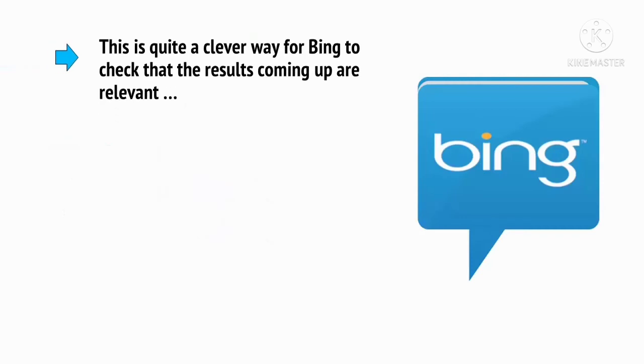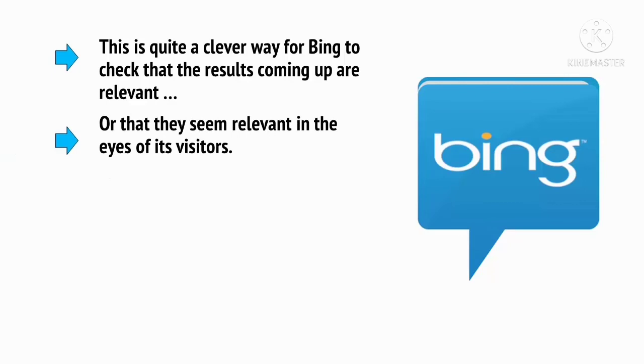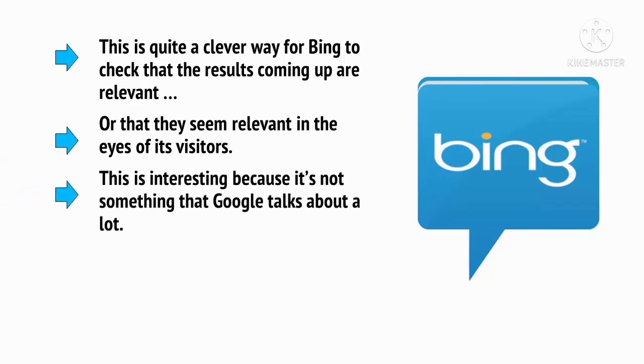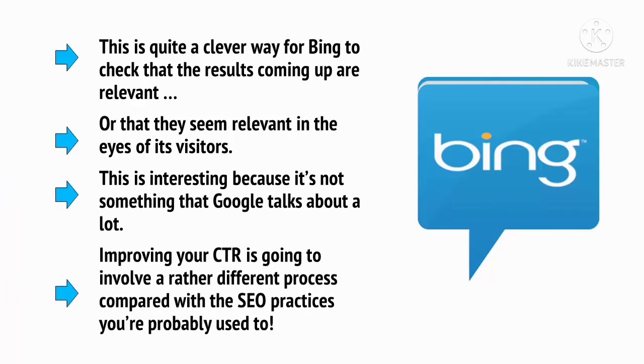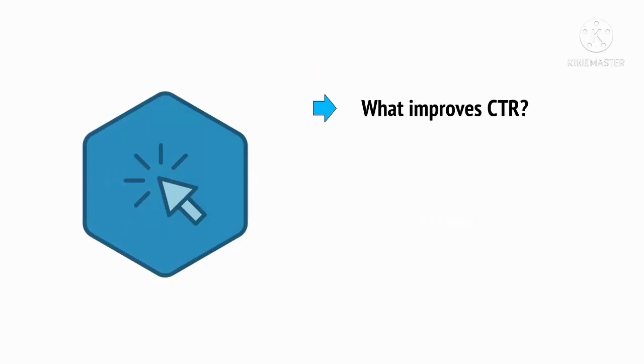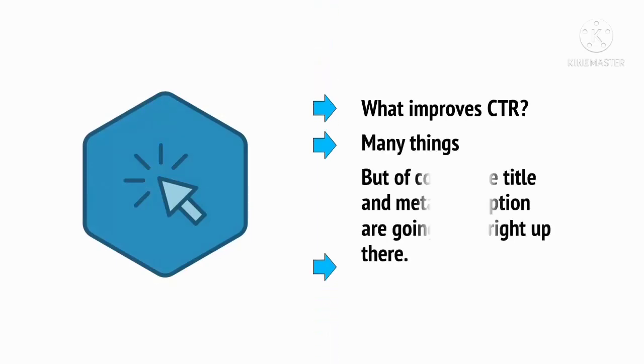This is quite a clever way for Bing to check that the results coming up are relevant, or that they seem relevant in the eyes of visitors. This is interesting because it's not something that Google talks a lot about. And improving your CTR is going to involve a rather different process compared with the SEO practices you're probably used to. What improves CTR? Well, many things, but of course the title and the meta description are going to be right up there.